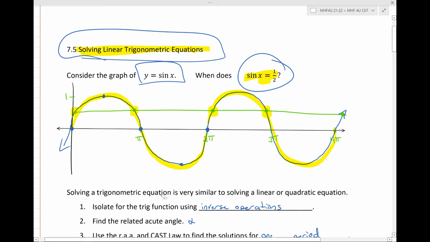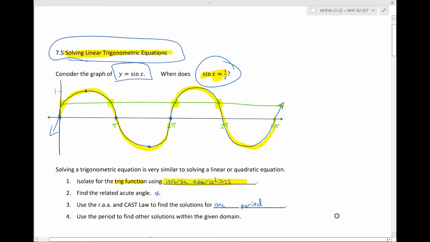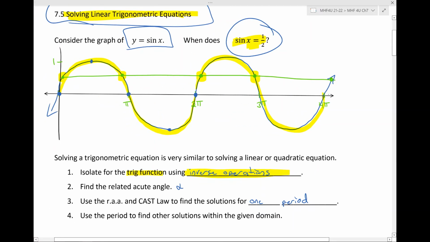All right, so first off, in the past you isolated for your variable. This time we're isolating for the trig function itself using our inverse operations. You've done that before. You've been doing that all course. You've been doing that since grade 9 and even before. Next, we'll find the related acute angle. You've been doing that since chapter 6. You know how to find a related acute angle.